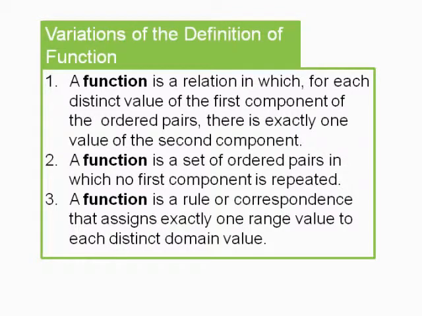So, variations of the definition of function. Let's run through this again real quick. We've talked about this before, but just to make sure you got it, a function is a relation in which for each distinct, remember, or different value of the first component or x of the ordered pairs, there's exactly one value of the second component or y. A function is a set of ordered pairs in which no first component is repeated. X's can't cheat.